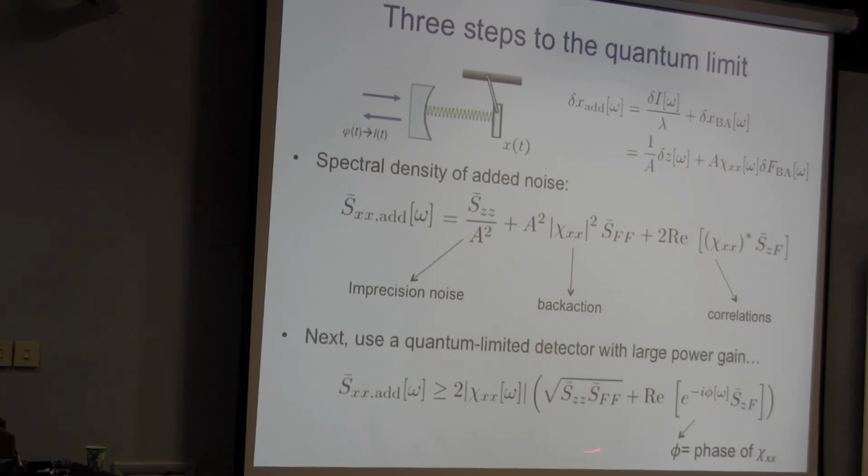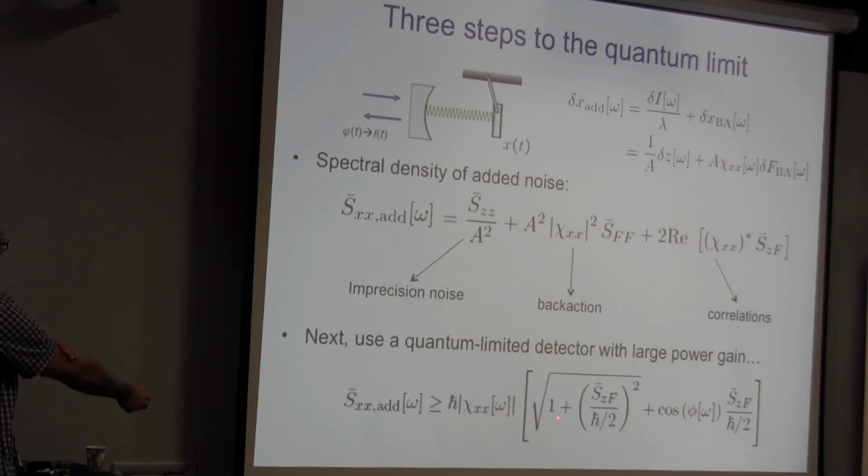Well, now we hope and pray that we have a quantum limited detector. So what does that mean? This product here is going to be as small as is allowed by the uncertainty principle. So we go back a couple slides, we see what that inequality is. I'm going to replace this product here by its quantum limited value. And the quantum limited value is exactly what's given in this square root here.